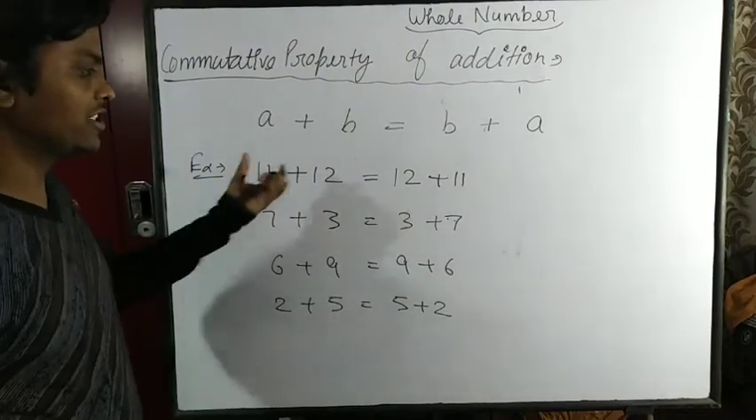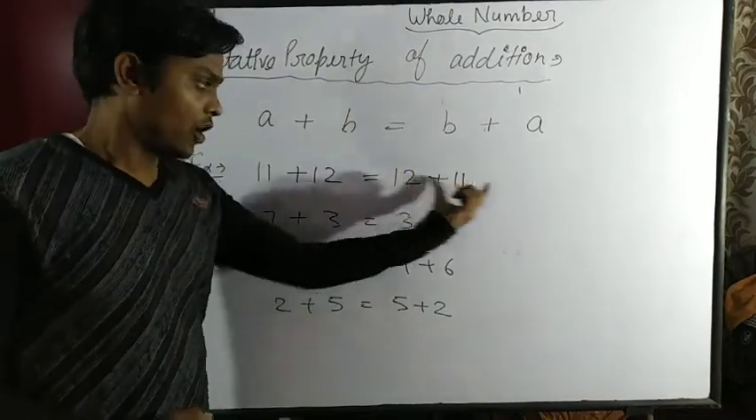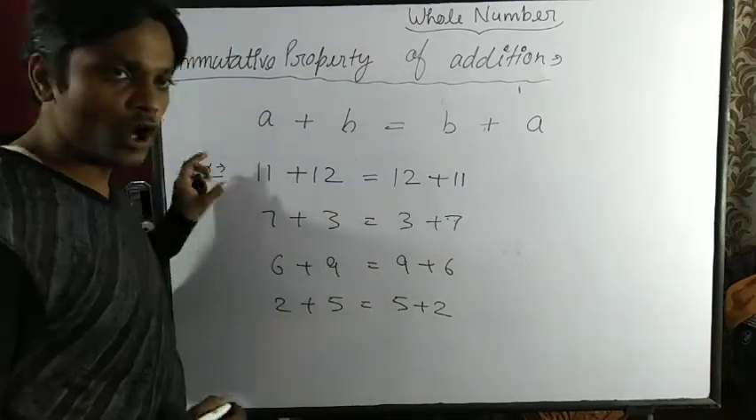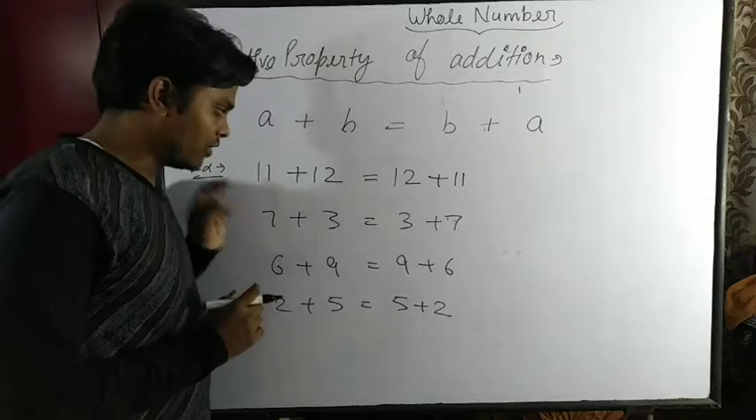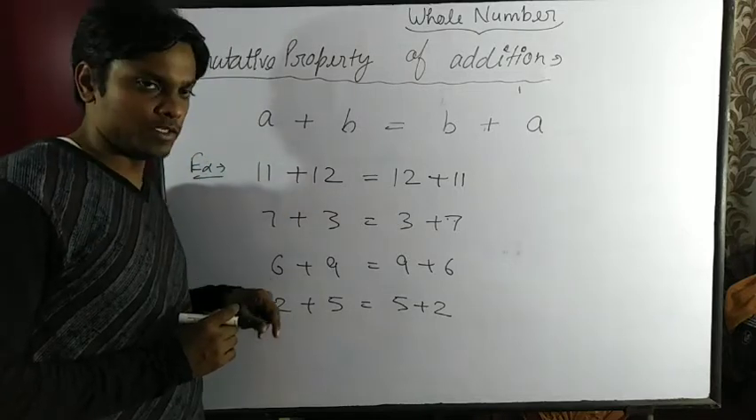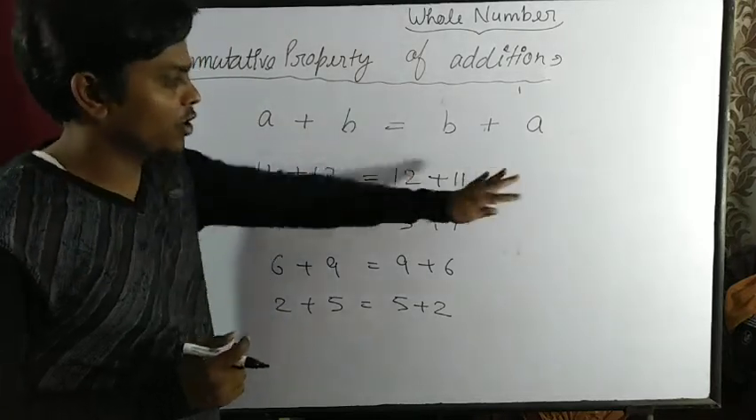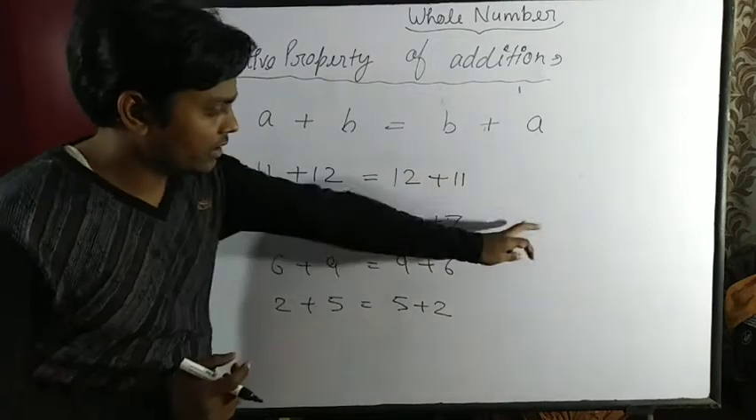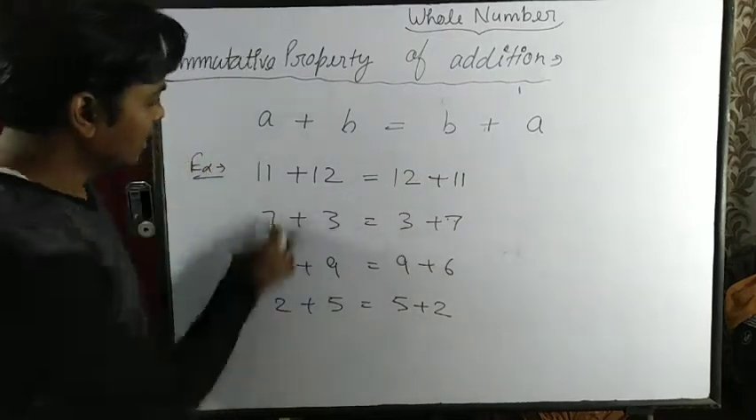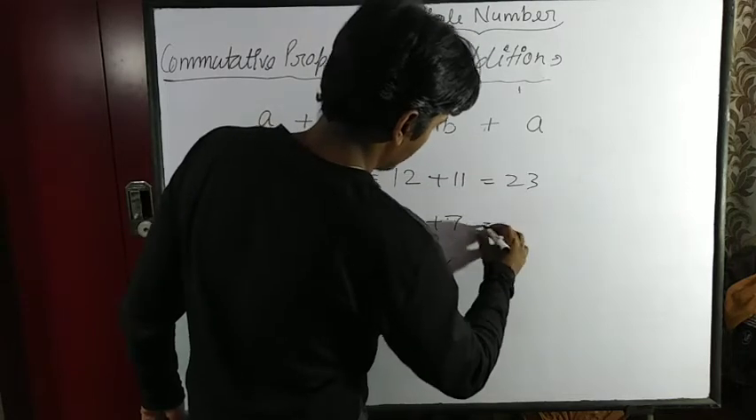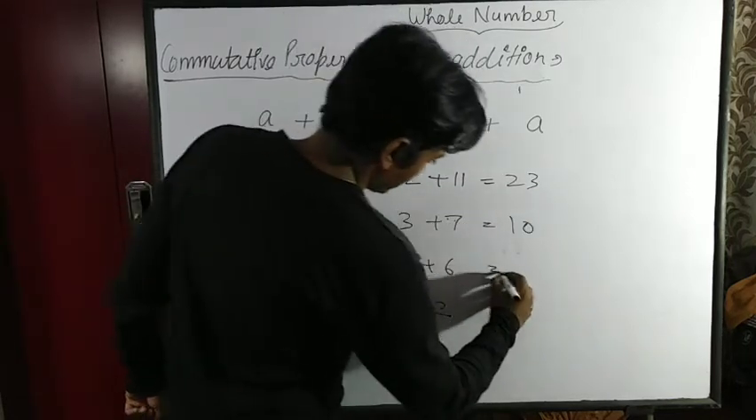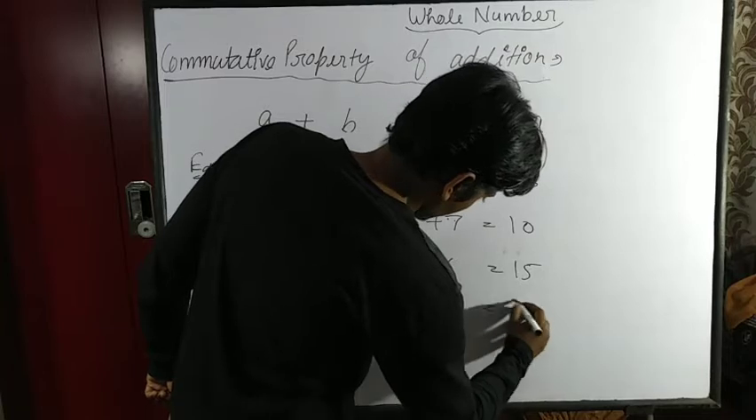We just change the order of the whole numbers, but it will not change the result. So the sum of all these whole numbers will always be equal. This one equal, this one equal, this one equal. 11 plus 12 will be 23 and 12 plus 11 also will be 23. 7 plus 3 is 10, 9 plus 6 is 15, and 5 plus 2 is 7.